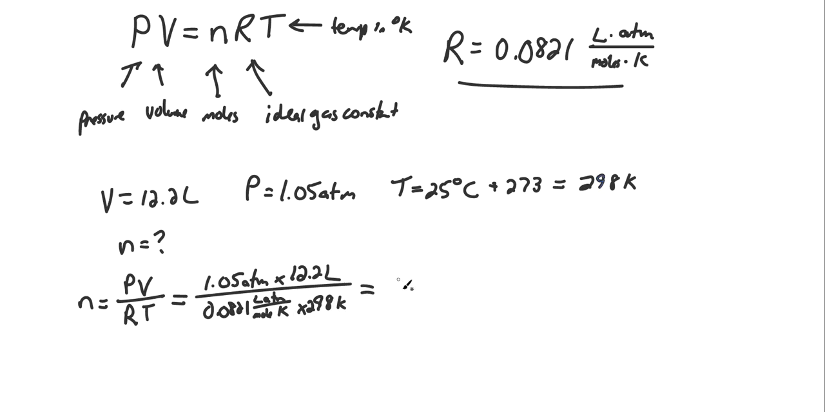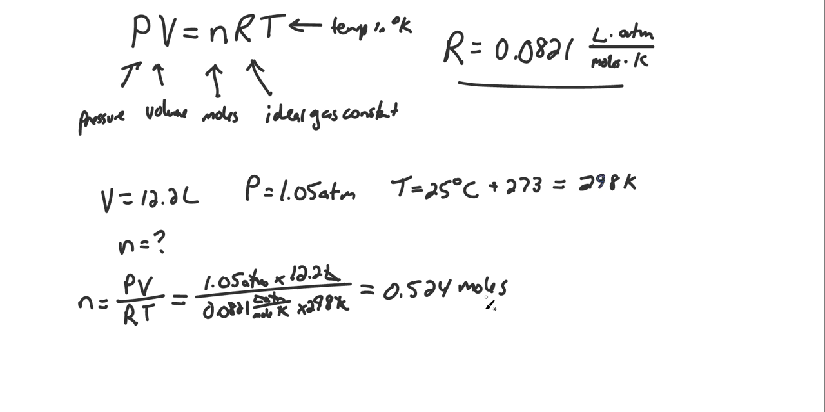Do all the funky math there, and you get 0.524. And what are your units? Well, atmospheres cancel, liters cancel. K cancels because you got K here and you got 1 over K here. So you're left with 1 over moles. So 1 over 1 over moles, which you flip around is moles. So our gas has a molar value of 0.524.